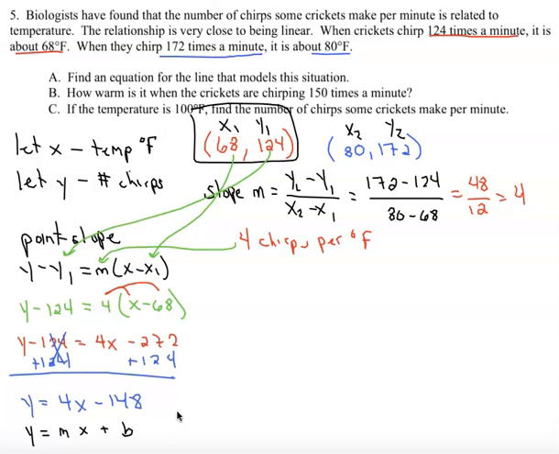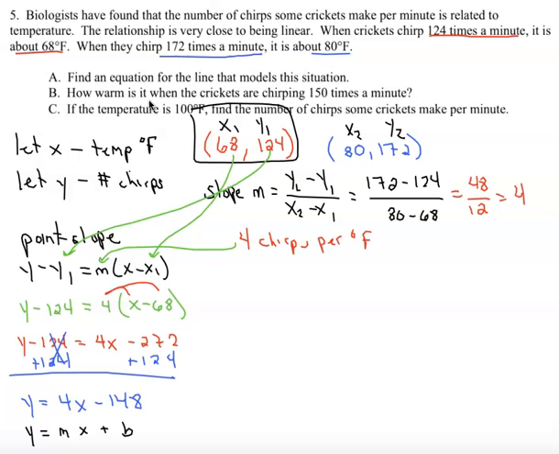Right? The b is where you start. This is my starting point. Can I start with negative 148 chirps? Have you ever heard a cricket chirp negative 148 times? And the answer is no, right? So that's not possible to have that.